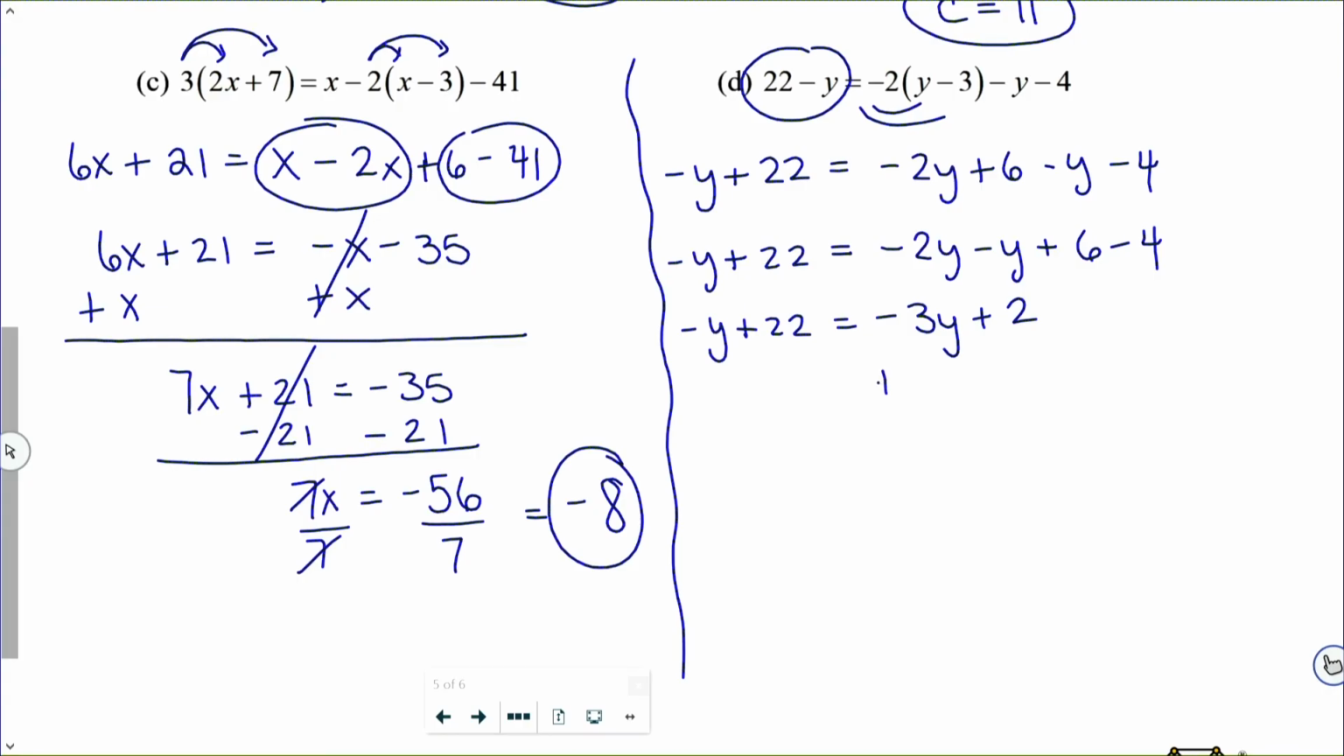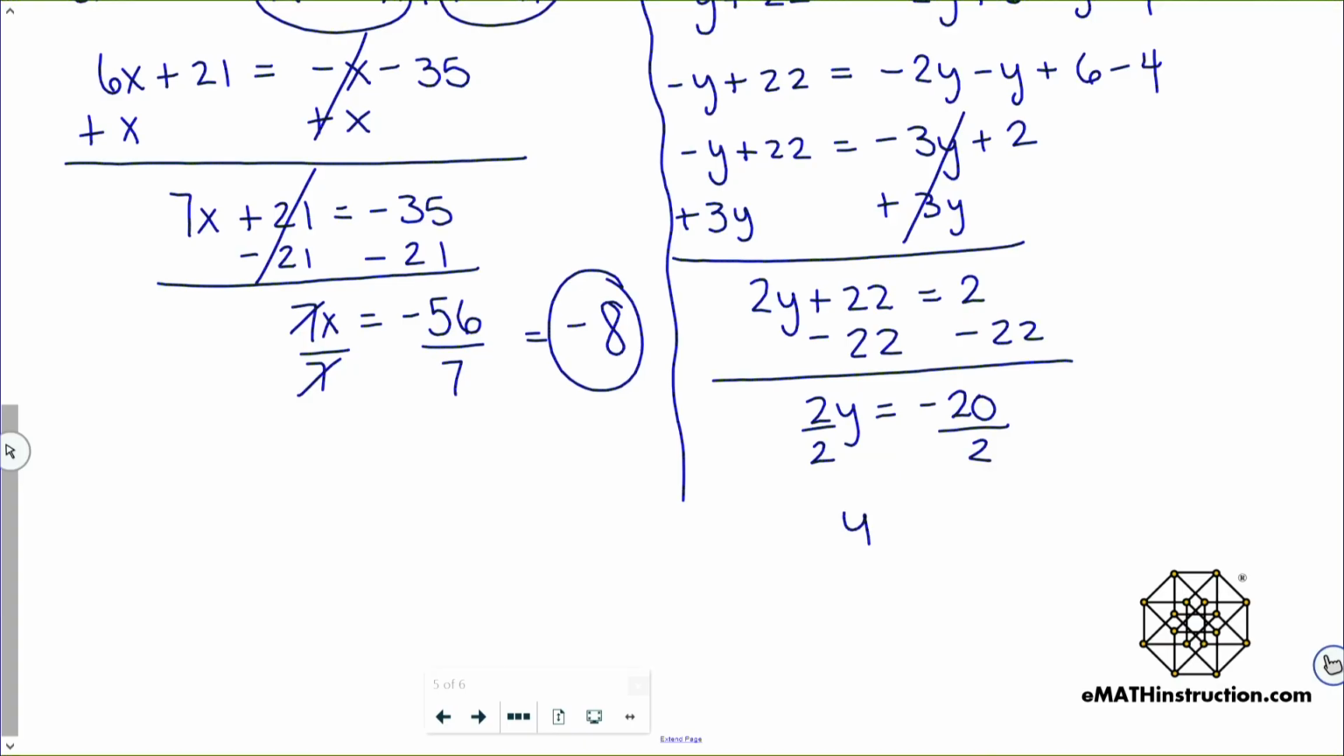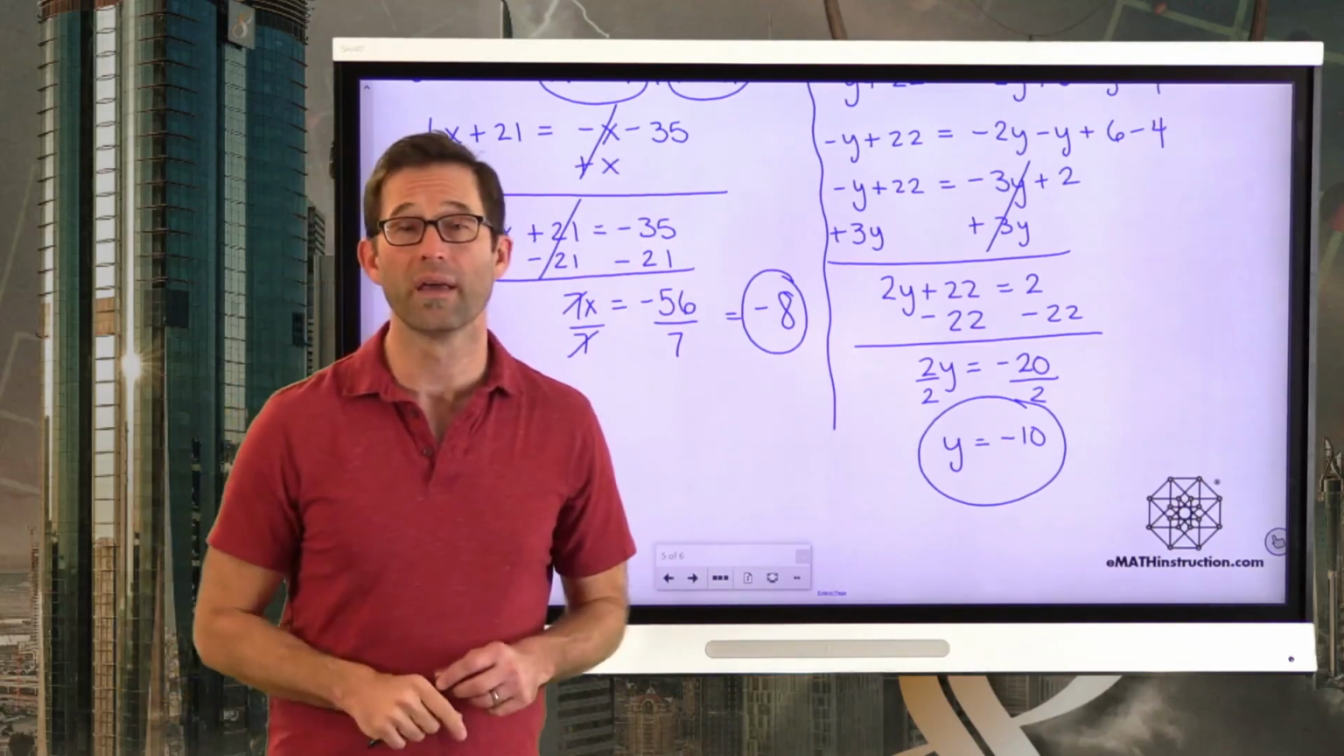Here we go. We're finally at the level where I can start adding and subtracting from both sides. I'm going to add a positive 3y to both sides. That'll cancel. Negative y and 3y is positive 2y. Plus 22 is equal to 2. Scroll up a little bit, subtract a 22 from both sides. Again, being careful here. 2 minus 22 is equal to negative 20, right? Divide by 2 on both sides. A negative divided by a positive is a negative, and 20 divided by 2 is 10. Now we get negative 10. I'm hoping you got negative 10 as well.